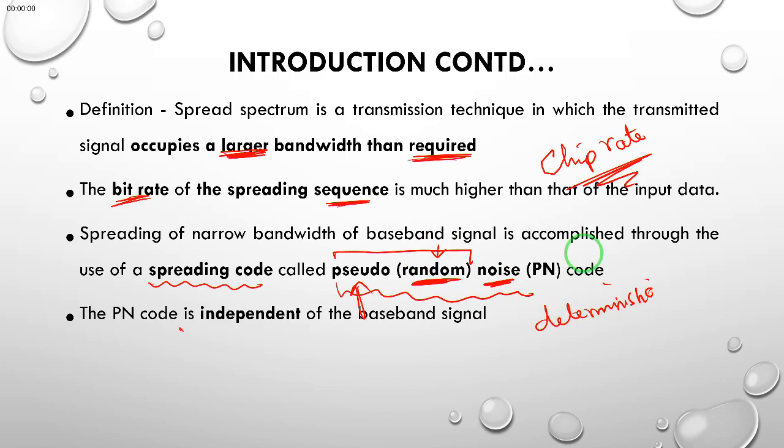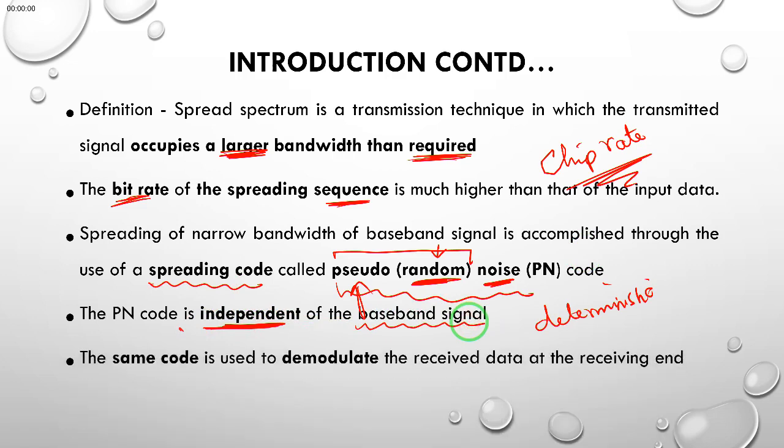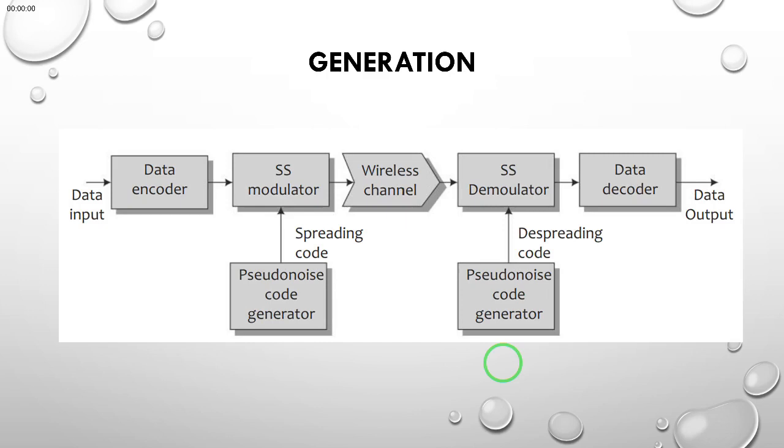We say that the PN code is always independent of the baseband signal, so they never depend on each other. We can have a random or PN code, and we generate the baseband signal independently of each other. This same code is used, and that is another keyword we want to underline: this spreading code, or spreading sequence, is used at the demodulator, or at the receiver, to decode the received data, and therefore the original baseband signal is recovered.